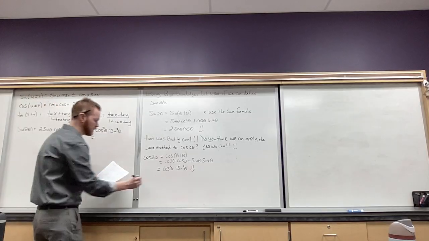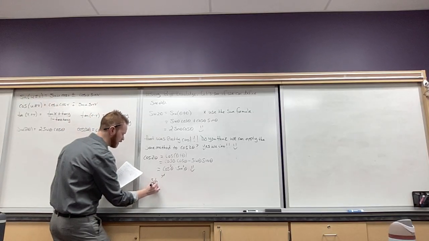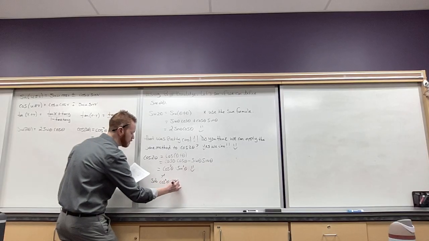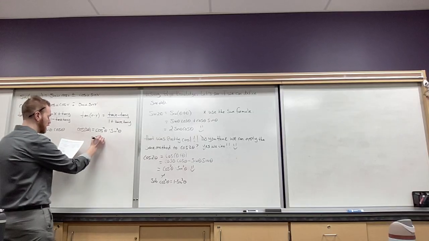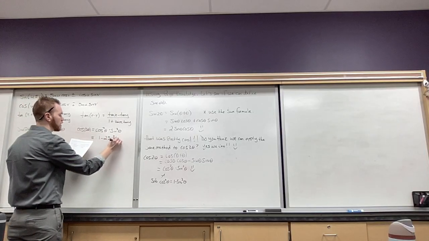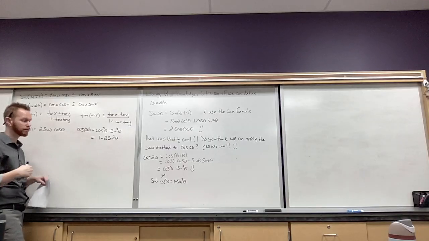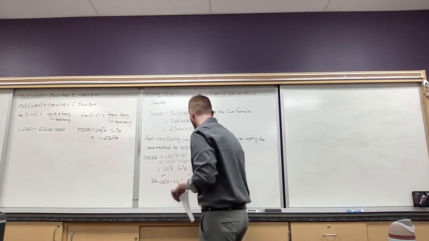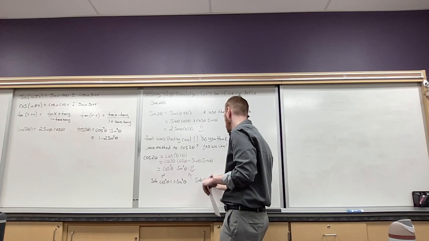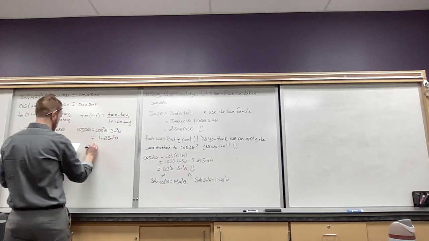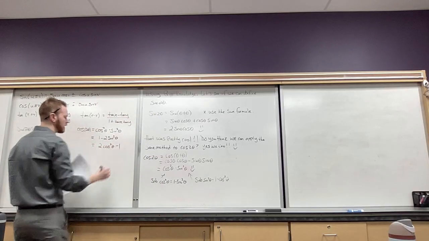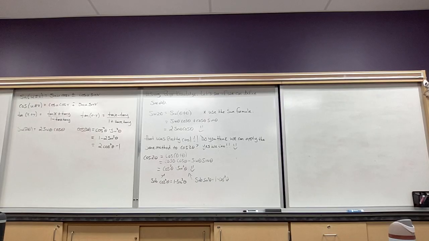The first one: you could substitute cosine squared of theta equals 1 minus sine squared of theta, using that Pythagorean identity. When you do that, you get 1 minus 2 sine squared of theta. So that's another way you can write it. Or you could substitute sine squared of theta as 1 minus cosine squared of theta, and when you simplify, you get 2 cosine squared of theta minus 1. So cosine of 2 theta has 3 equivalent forms. You could use any one of those, which is great. So you have some options there.